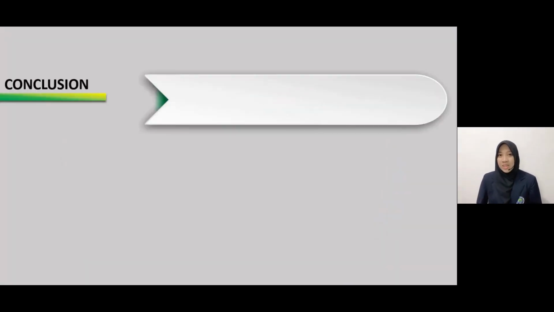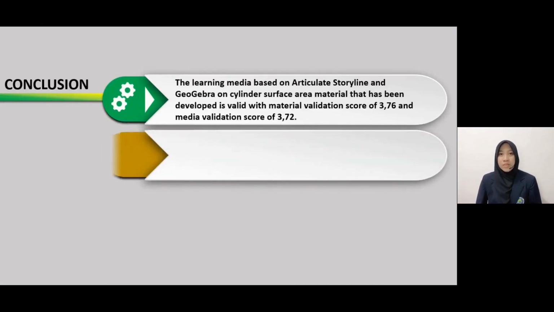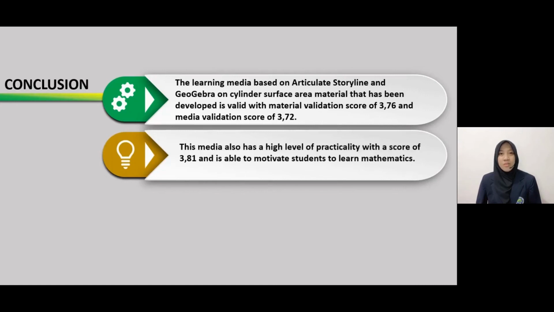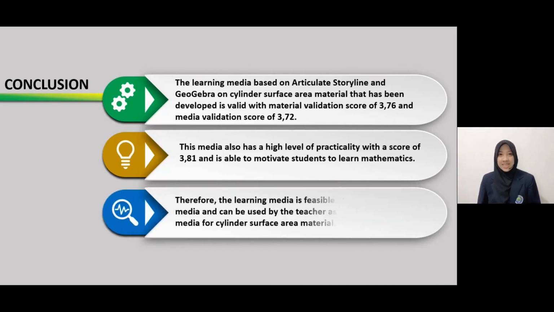Well, the conclusion is, the learning media based on Articulate Storyline and GeoGebra on cylinder surface area material that has been developed is valid with a material validation score of 3.76 and a media validation score of 3.72. This media also has a high level of practicality with a score of 3.81 and is able to motivate students to learn mathematics. Therefore, the learning media is feasible to be used and can be used by the teacher as an alternative learning media for cylinder surface area material.